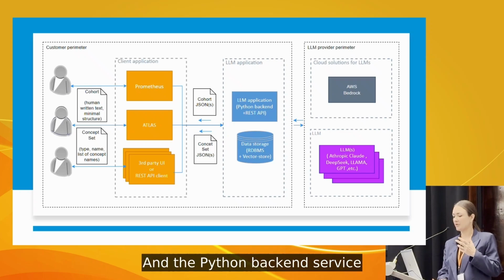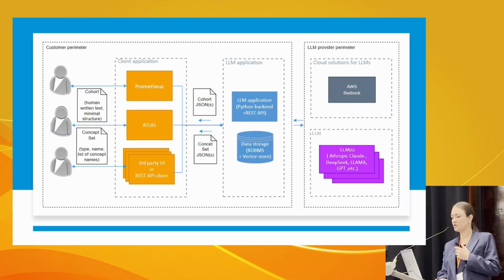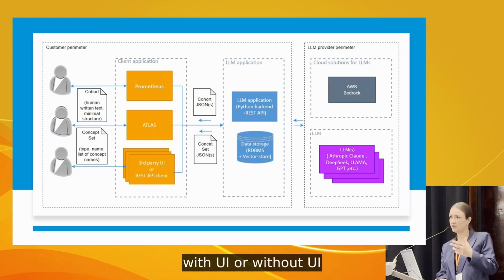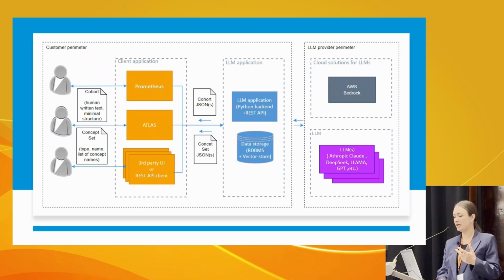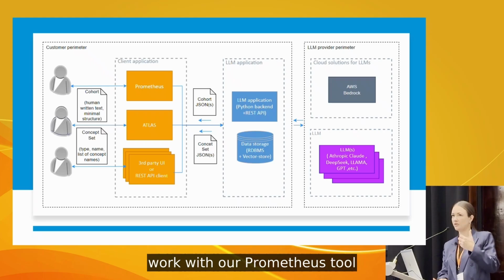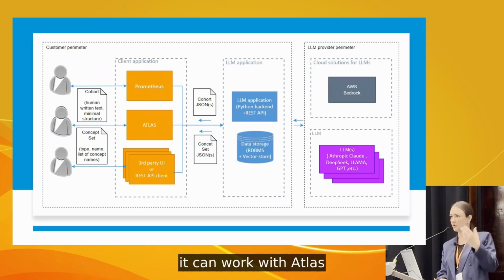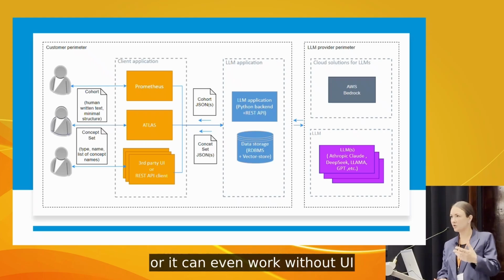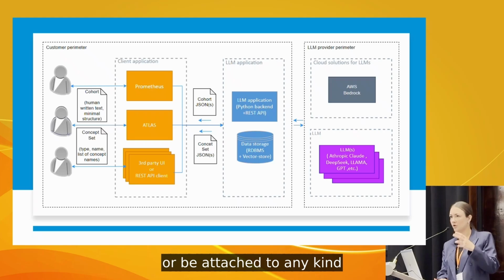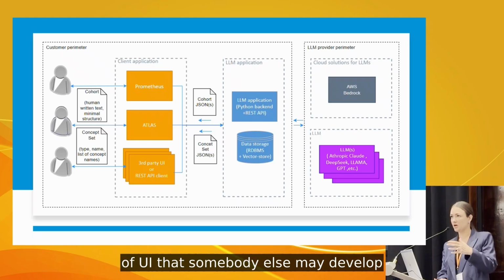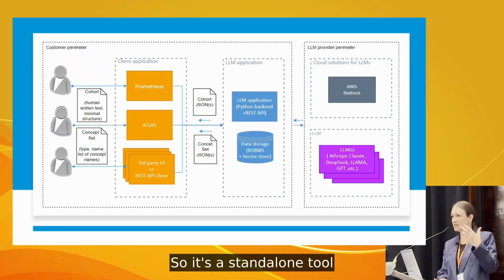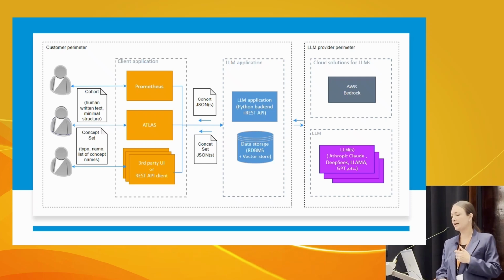The Python backend service is written in Python, and it can be delivered with UI or without UI. So basically it can work with our Prometheus tool, it can work with Atlas, or it can even work without UI, or be attached to any kind of UI that somebody else may develop. So it's a standalone tool, and that's basically what I'm trying to convey.